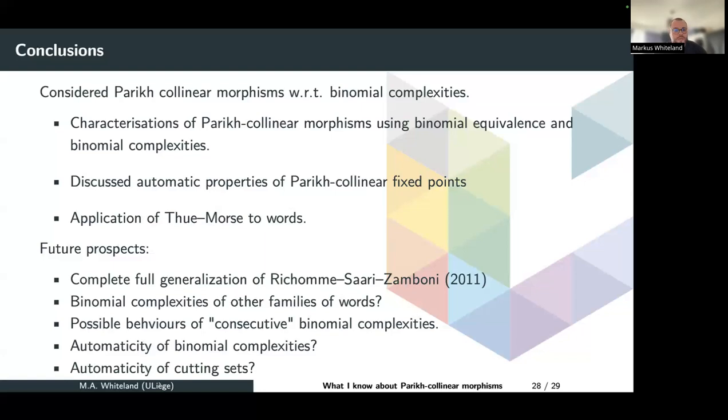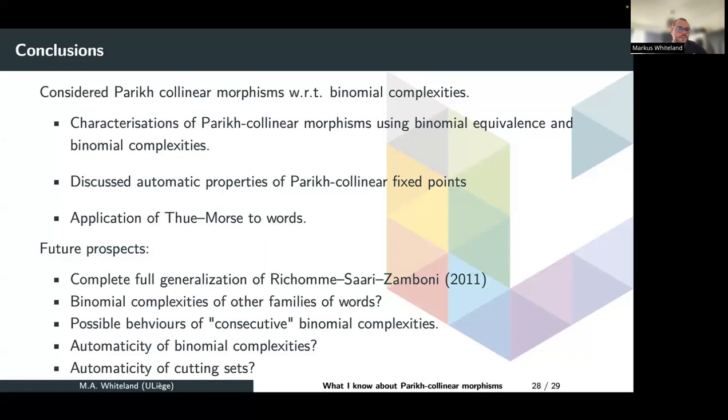Another point which should be doable is that, I talked about automatic abelian complexities of Parikh-collinear fixed points, and this should also hold true for any binomial complexity of a Parikh-collinear fixed point. This is what we plan on doing sometime in the future.